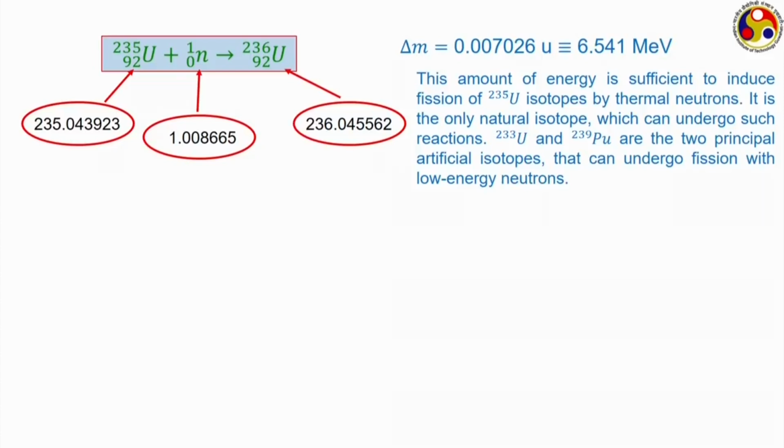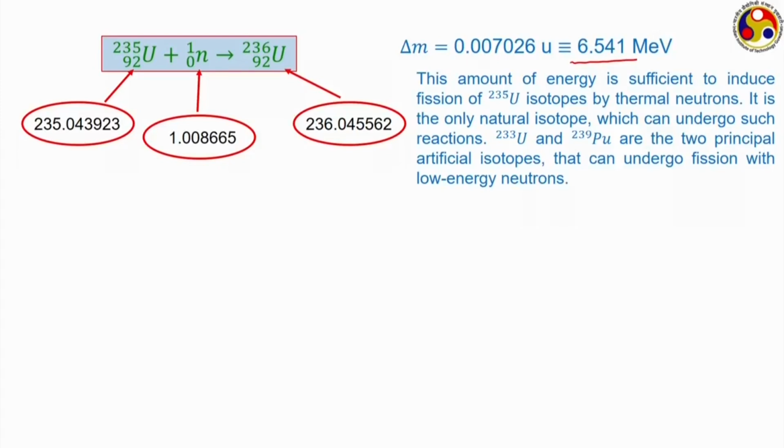And whatever we are talking about is because of thermal neutrons, that is, a neutron which has a very small amount of energy. So, we have not considered the energy level of the neutron at all. If we make this reaction happen with a high energy neutron, then of course the kinetic energy of the neutron will also get added to this value.